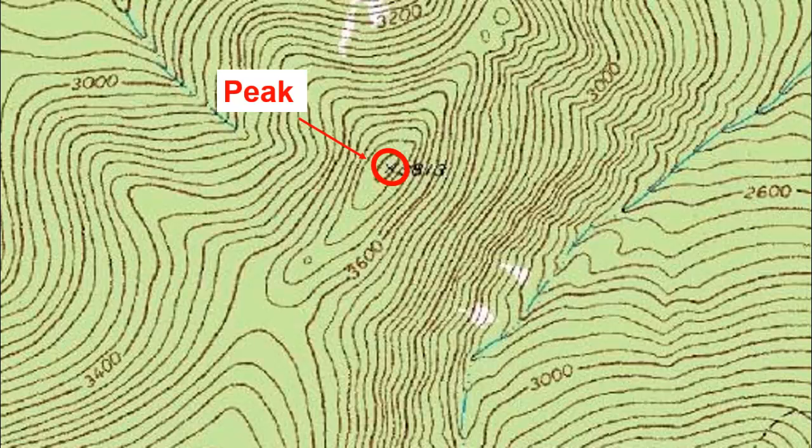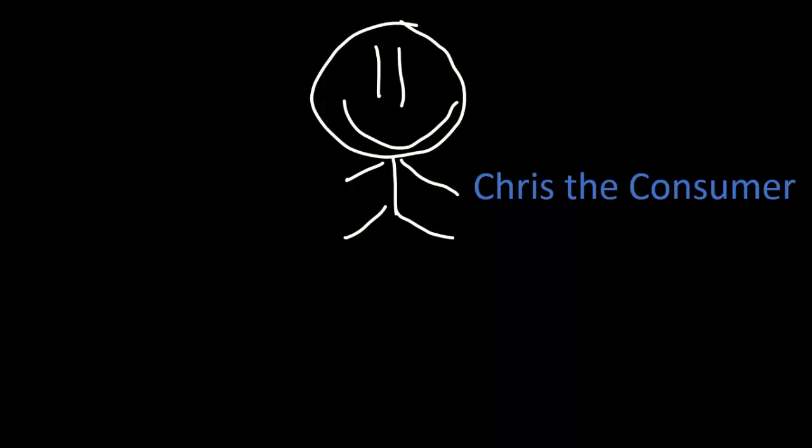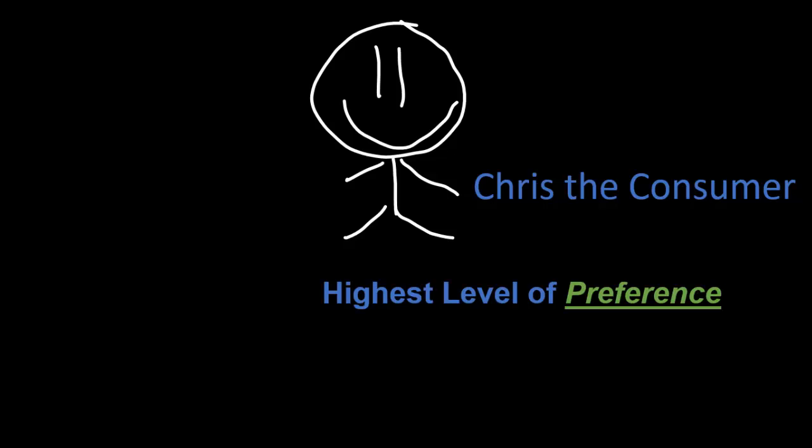So just like a mountaineer might like to reach the peak of a mountain, or in other words, just like a mountaineer might like to reach the highest level of elevation, analogously, we can think of the goal of Chris the consumer as being that of trying to reach the highest level of preference. Or in other words, we can think of him as trying to scale the highest hedonic peak.